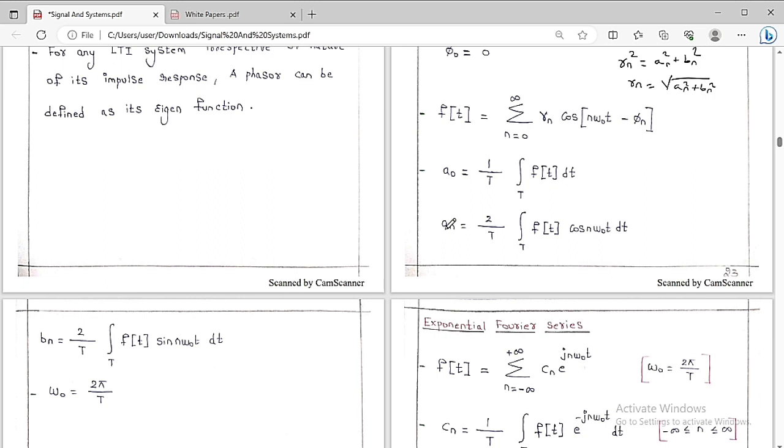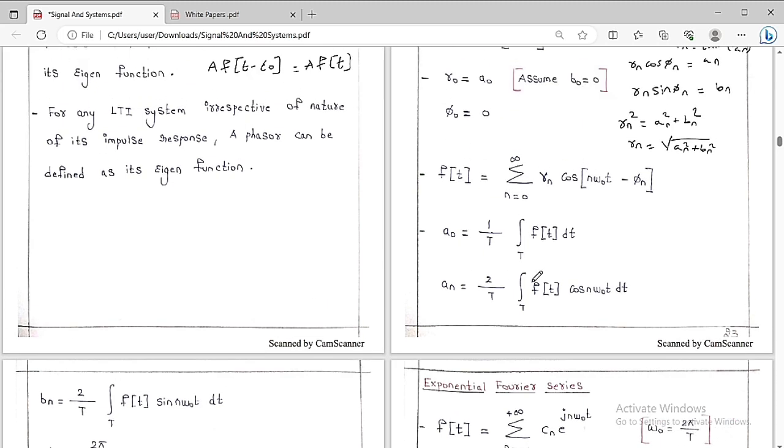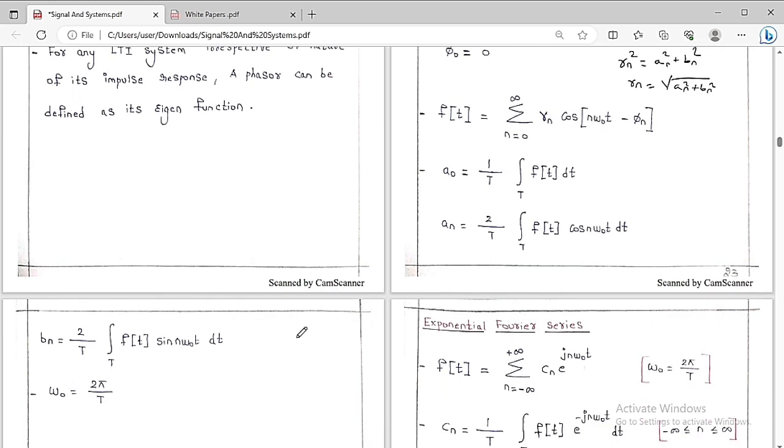So A naught is equal to 1 by T integration over T f of t dt, and A n is equal to 2 by T integration over T f of t cos n omega naught t dt, and B n is equal to 2 by T integration over T f of t sin n omega naught t dt. These formulas you always have to keep in mind. And omega naught is equal to 2 pi by T. So these things you always have to keep in your mind.